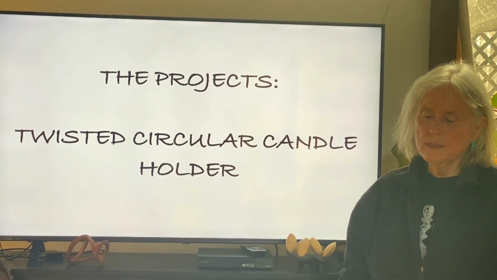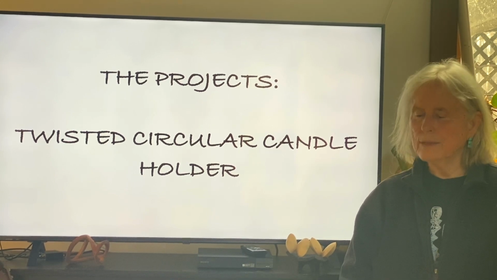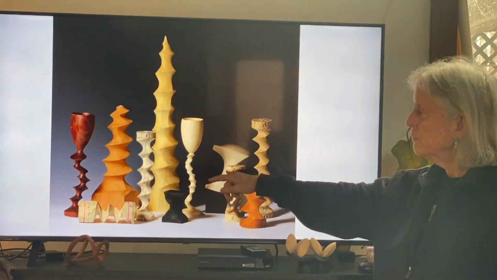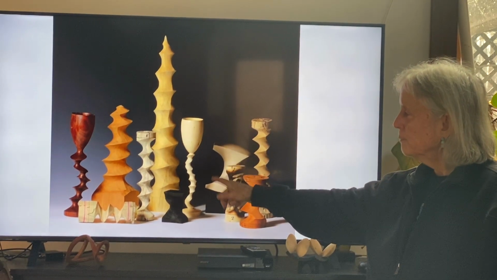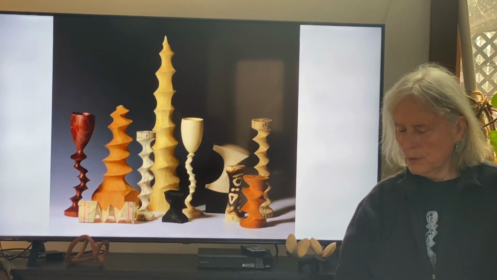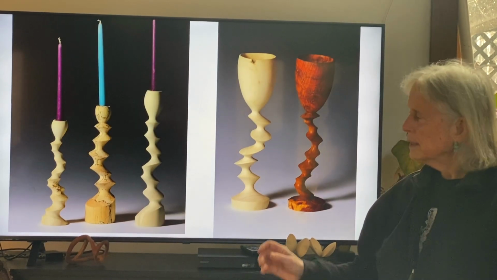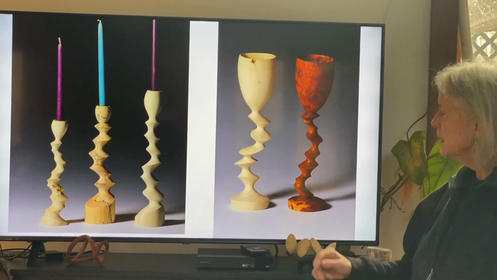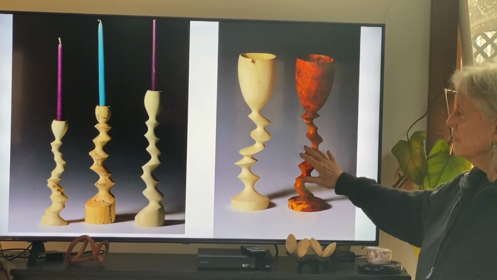This next project is a twisted circular candle holder. As a review, here is an image of a lot of coves that are arc type. The cups are circular type. What we're going to do is make circular type coves on larger pieces of wood. These are just some examples of the cups.